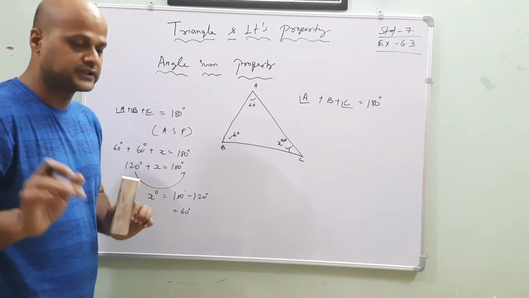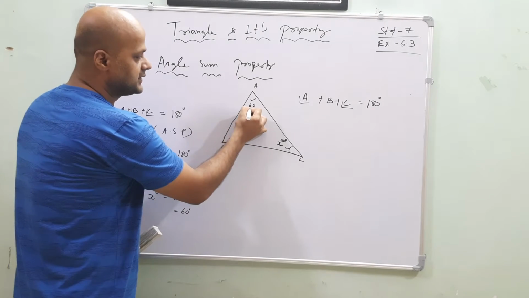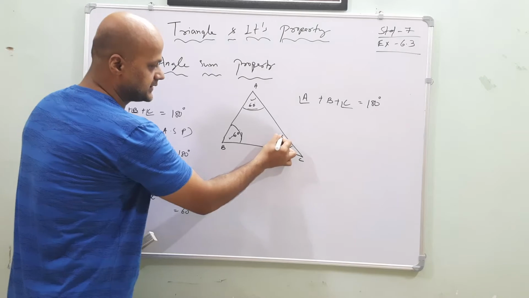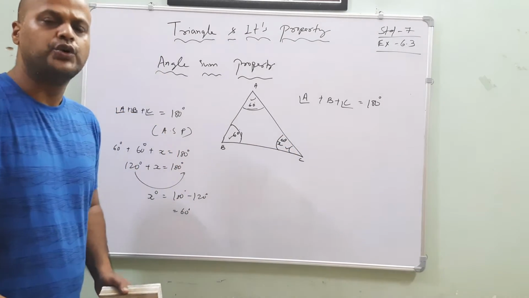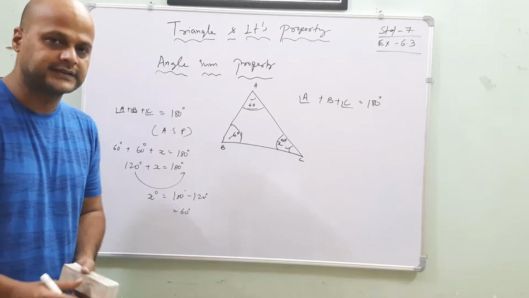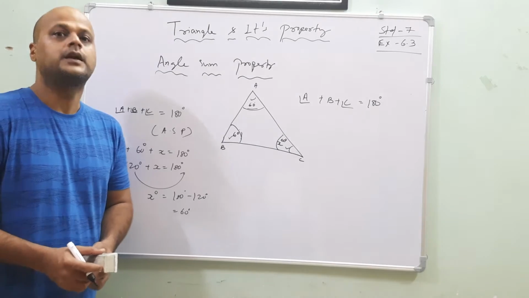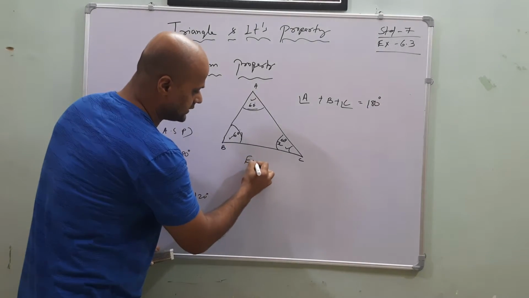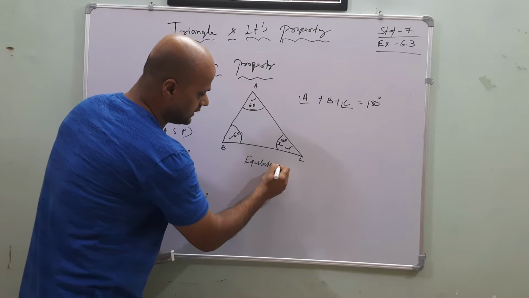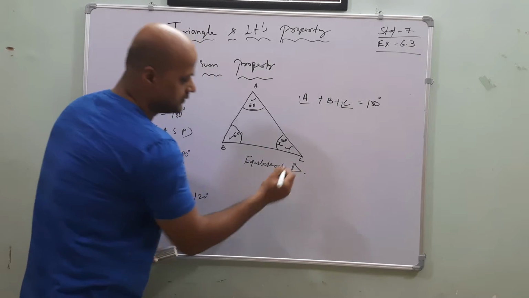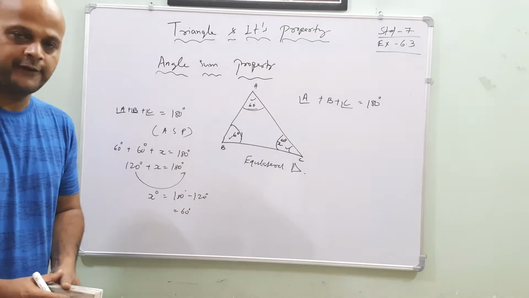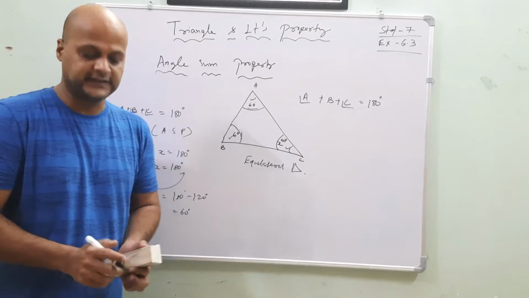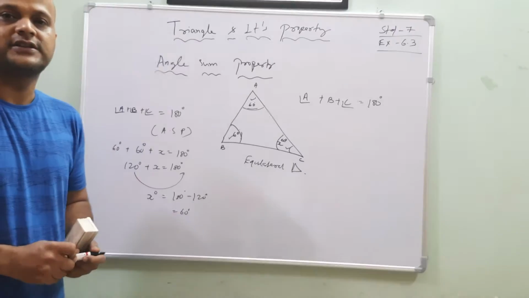Understood? Now you just tell me, my dear friends, this angle is 60 degree, this angle is 60 degree, this angle is 60 degree. Which type of triangle it is? Yes, very good. It is an equilateral triangle. Very good, extremely good.